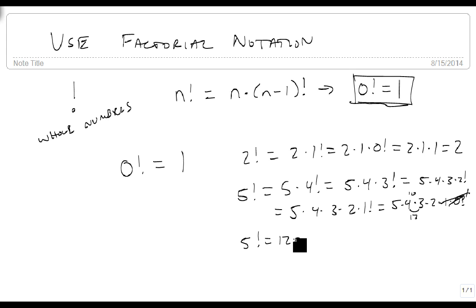So that's how we use factorial notation. And again, remember, we can't use it with negative numbers. And it decreases by 1 until we get to the 0 factorial, when it stops by multiplying a 1 in its place.